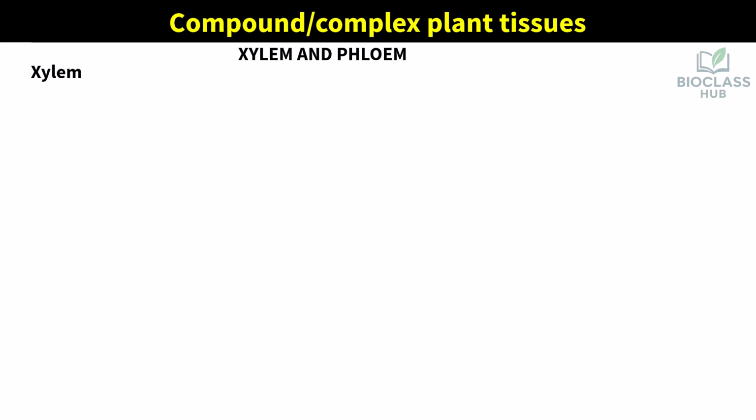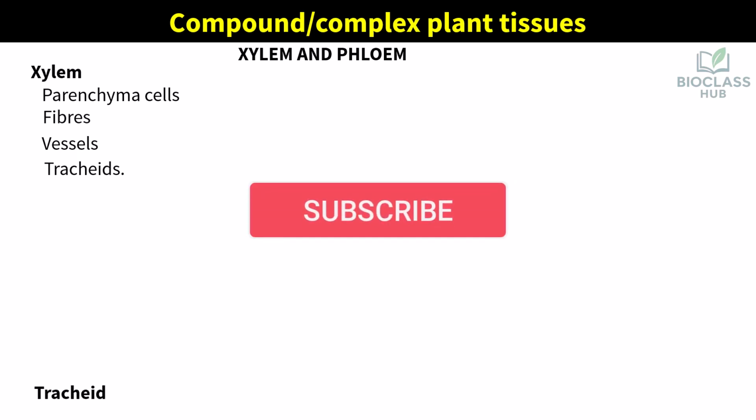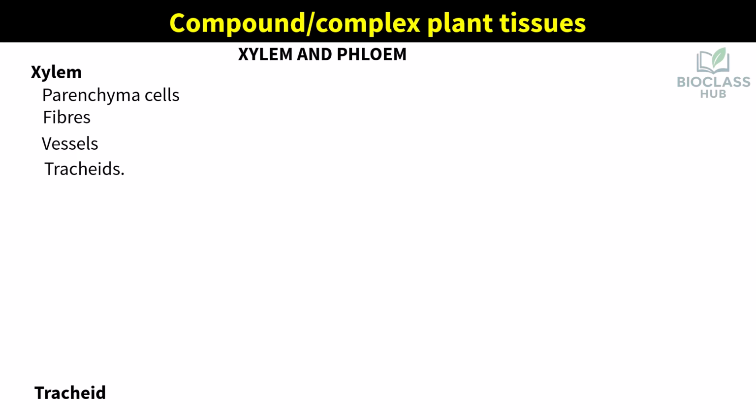This consists of parenchyma cells and fibers together with two specialized types of cells, vessels and tracheids. These tissues are both dead, and their role is to provide support and transport water and minerals. Function: to transport water and mineral salts.